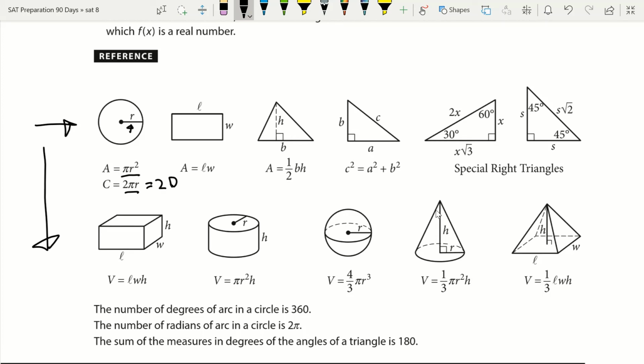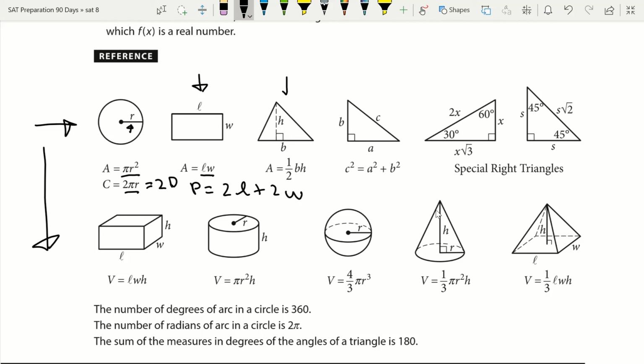All right, moving on, we've got a rectangle. We know the area of a rectangle is its length times width. Now the perimeter of a rectangle, which we'll call P, that's going to equal 2 times its length plus 2 times its width, right? Or its length plus its length plus its width plus its width, okay?